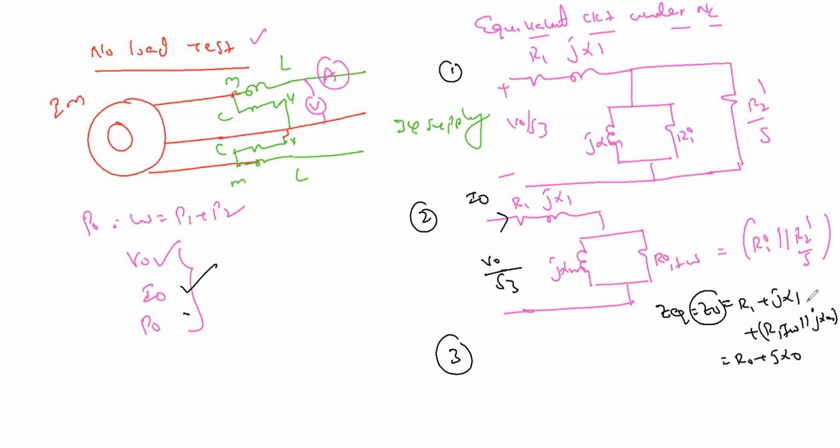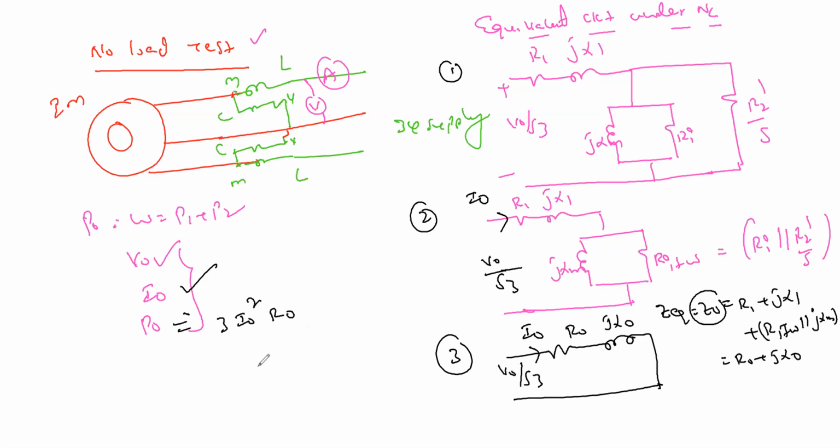You calculated Z0, you simplify it and a real term will come, an imaginary term will come. Say I am just representing here now: this is V0 by root 3, current I0, total equivalent. I am making this as R0 and jX0. How can you obtain this? Look here now, the loss P0 is equal to the series element loss, so 3 I0 square R0. So you will get R0 from this expression.